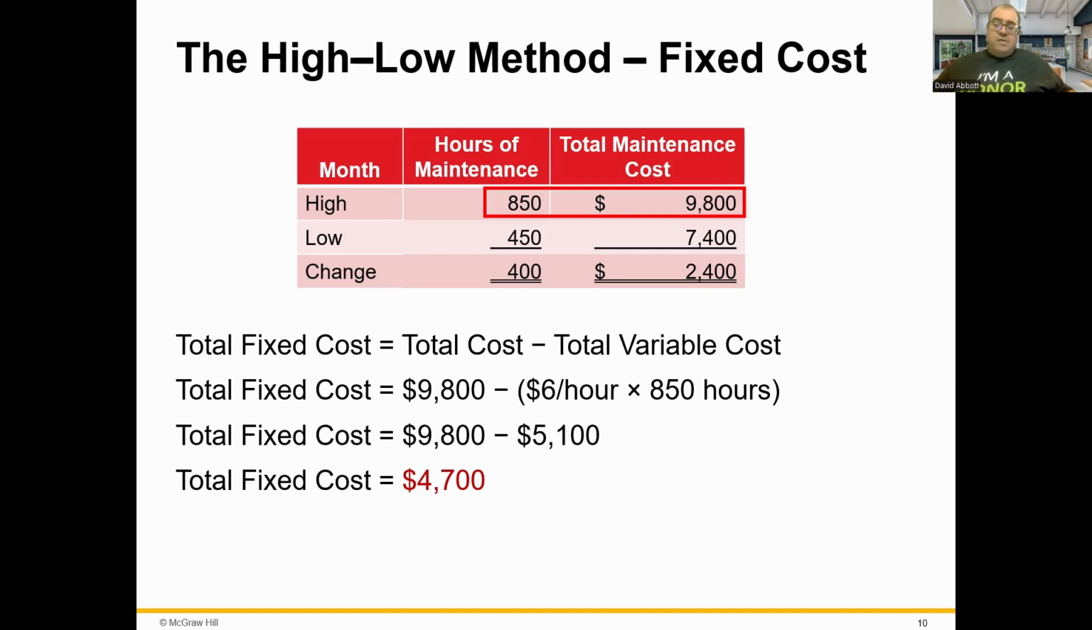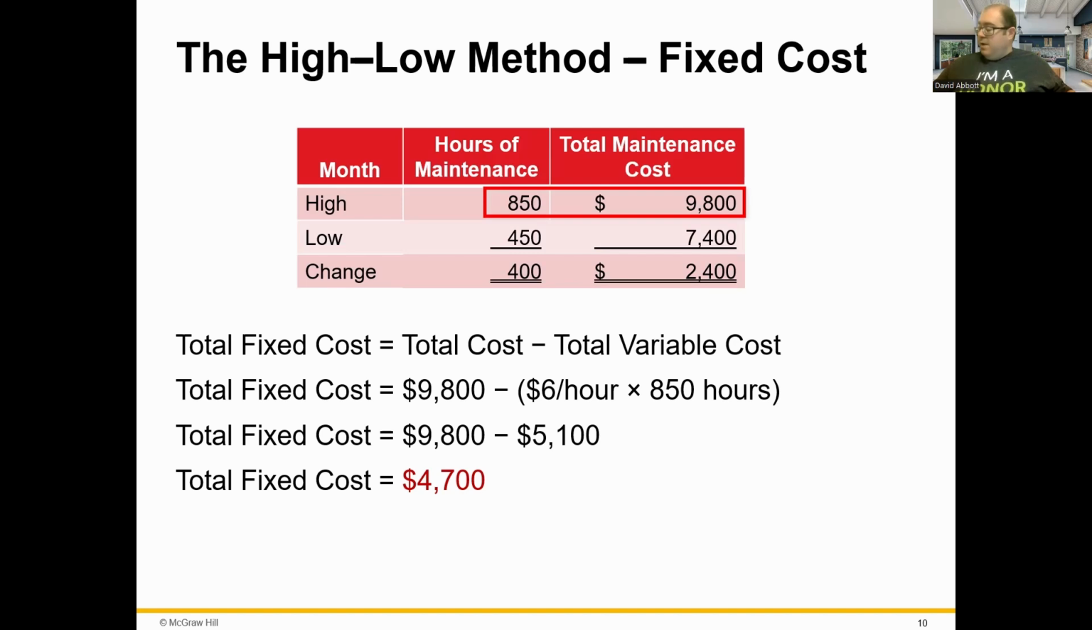Or we're trying to find out the fixed cost. So we have the total cost minus the variable cost, which is $6 times 850, and then we're going to take the 9,800 minus the 5,100 in order to get 4,700, which would be the residual. It represents the estimate of the total fixed cost, which is 4,700.